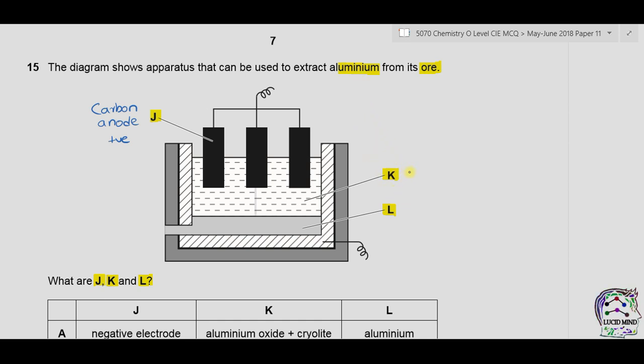So therefore K consists of aluminum oxide dissolved in cryolite. High temperature is present, so therefore this is in molten form. Temperature is about 950 degrees centigrade. L is liquid aluminum, which is taken out from here.